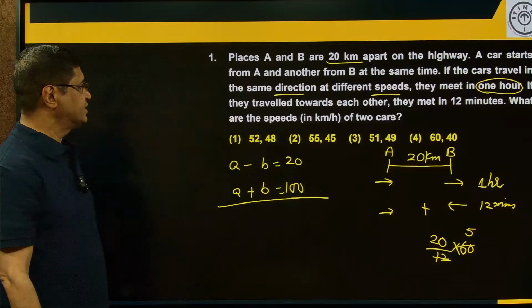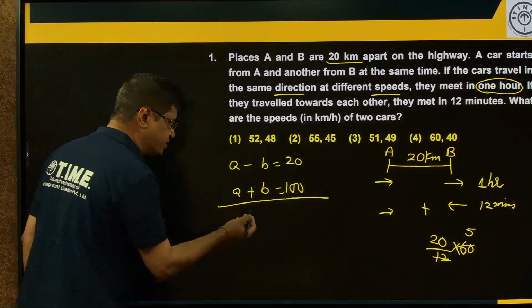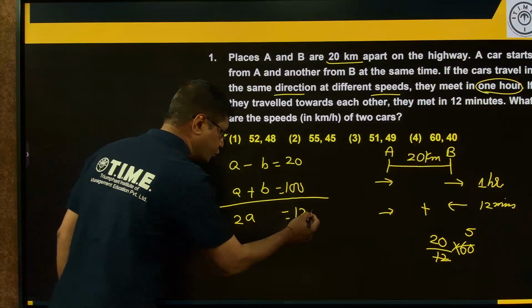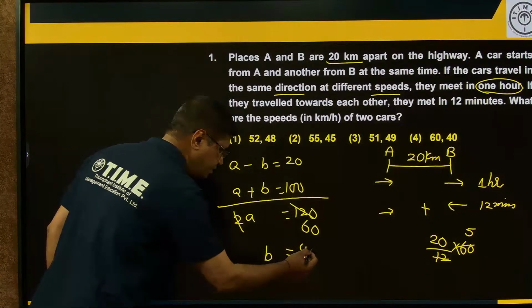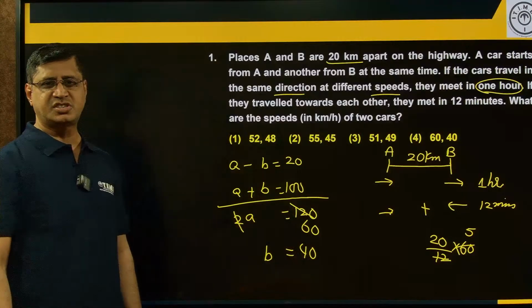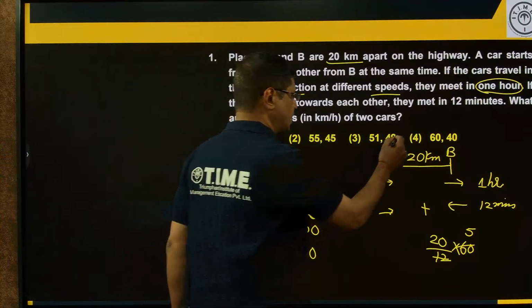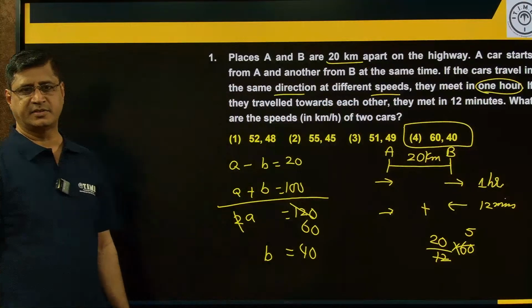Now, what do we need to find? The speeds of the two cars. By adding these two equations, we get 2A is equal to 120, which means A is equal to 60. When A is equal to 60, B is equal to 40. Substitute A as 60 in either of the two equations. So, what is the right choice? Option 4. Choice 4 is the right answer.